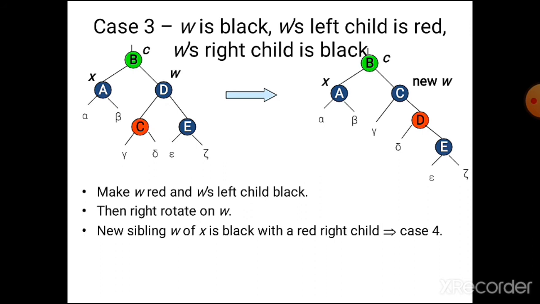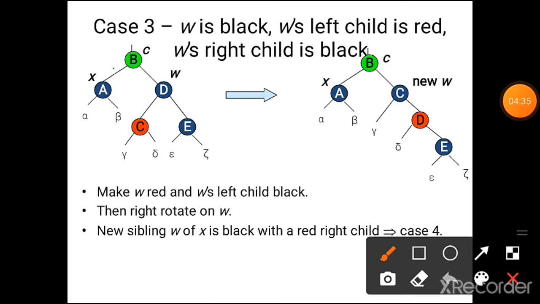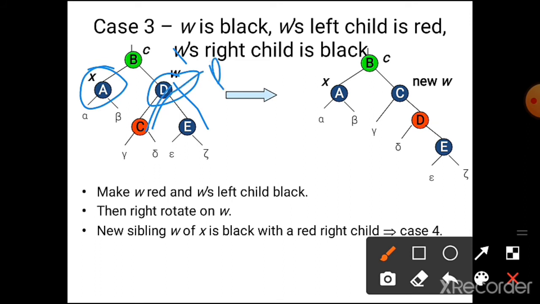In case 3, we are checking the sibling W. Here X is a doubly black node and W is black, but W's left child is red and its right child is black. That is case 3. Then what will we do? We make W red and its left child black. So W is changed to red and its left child is changed to black. Then perform a right rotation based on this W.